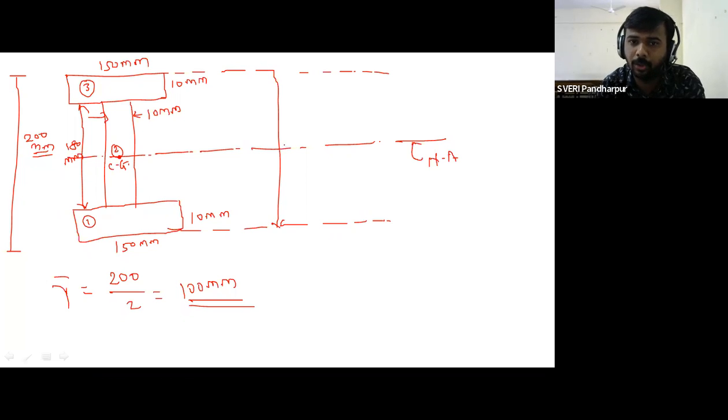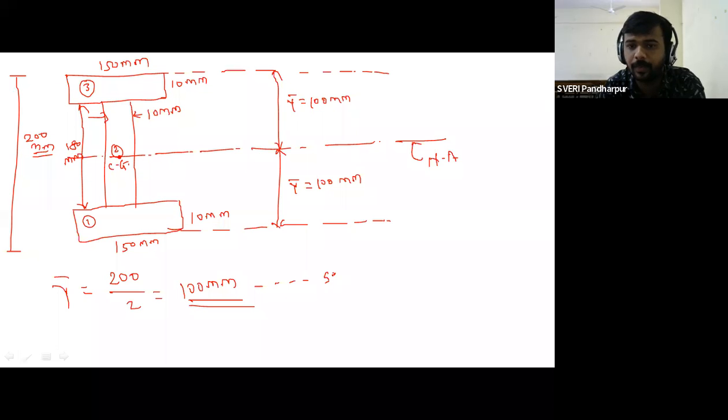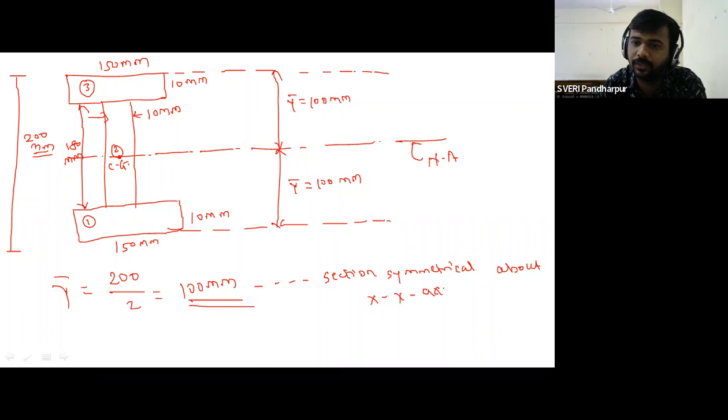So here I will represent both the y bars on the figure. This first y bar is equal to 100 mm and another y bar is also 100 mm. So directly we can calculate y bar is equal to 200 divided by 2. In front of that, write down: section symmetrical about x axis. Section symmetrical about x axis. Y bar is equal to 200 divided by 2.